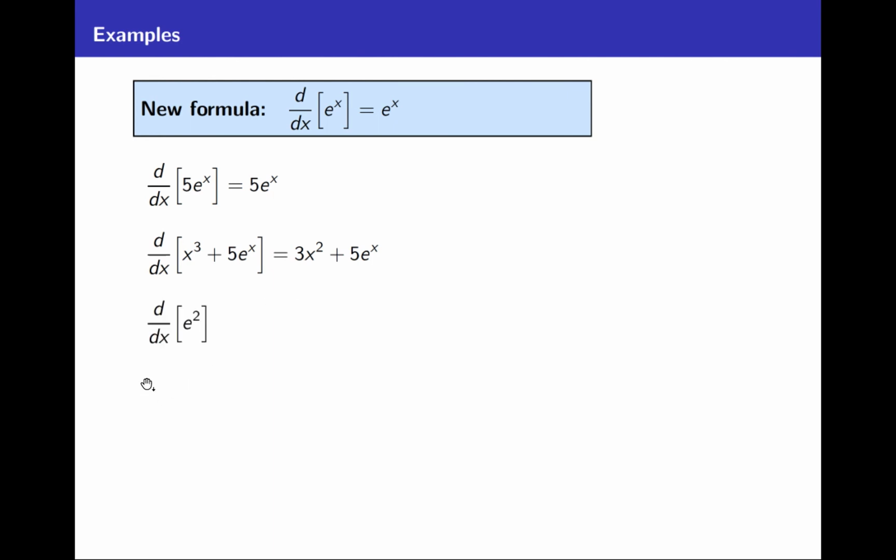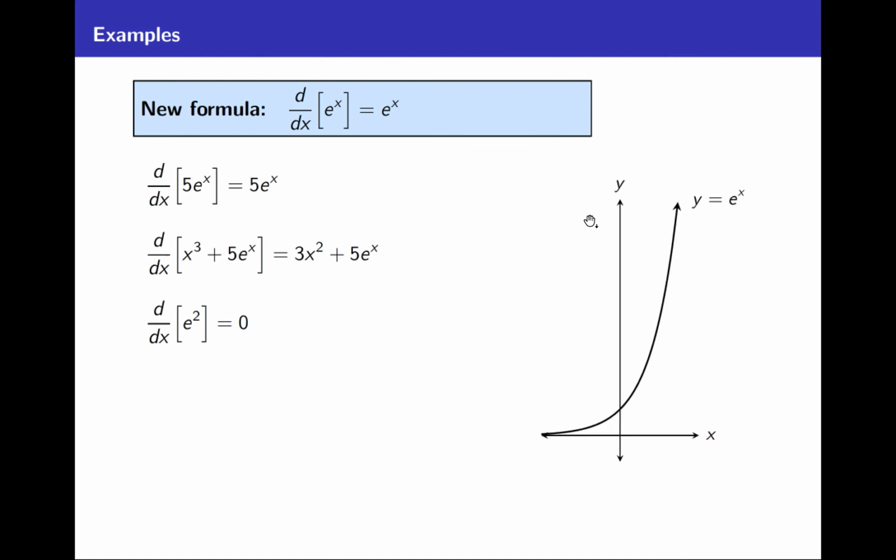What about the derivative of e squared? Be careful here, because we're not saying the derivative of e to the power of x, which would be equal to e to the power of x. This is e to the power of 2. Now, e is a constant. It's 2.7 approximately, and you're squaring that, so you're getting a number around 6 or 7 here. E squared is a constant, so its derivative is going to be 0.